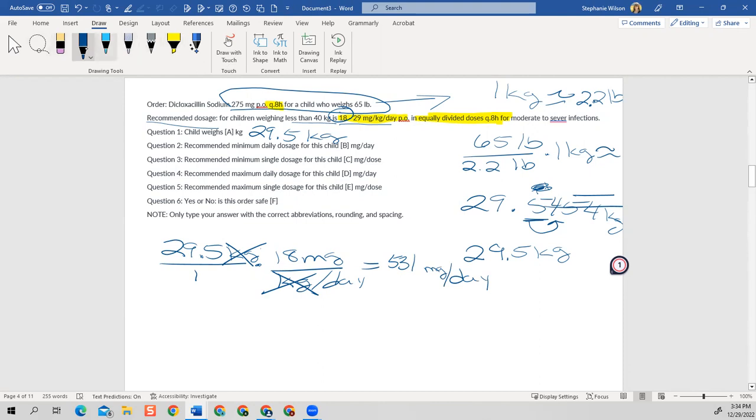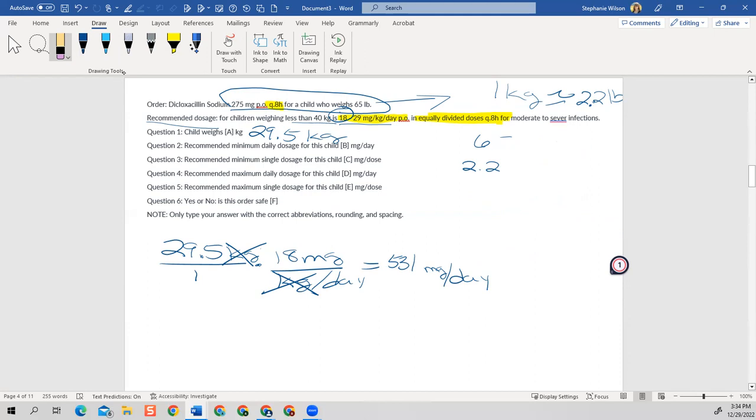I want to erase this right here just so we have more room. It won't be a mess to read. Okay, now let's go back to it.